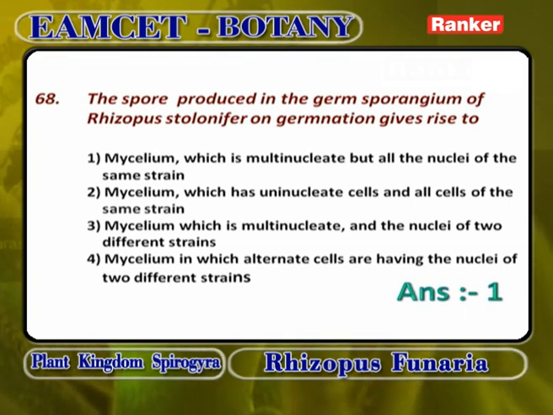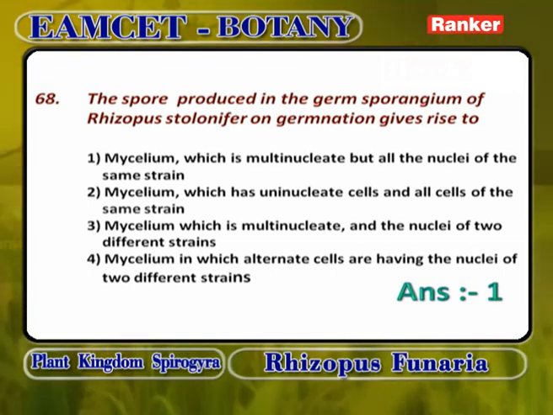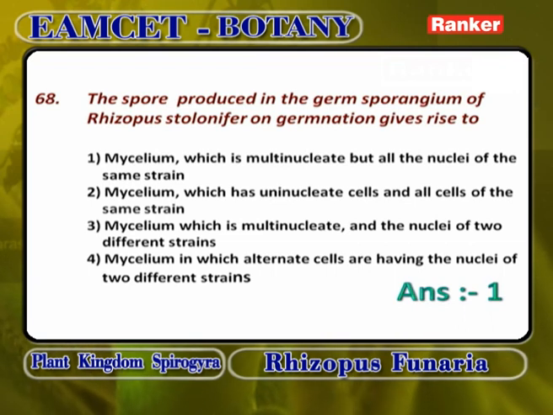So, the spore produced in the germ sporangium of Rhizopus stolonifer on germination gives rise to mycelium which is multinucleate but all the nuclei are of the same strain, because it may be a plus spore or a minus spore. If it is a plus spore, all plus mycelia. If it is a minus spore, all minus mycelia. So, the answer is mycelium which is multinucleate but all the nuclei are of the same strain.